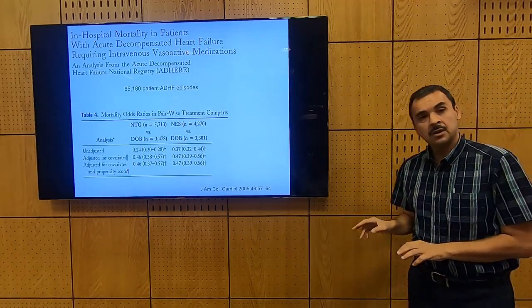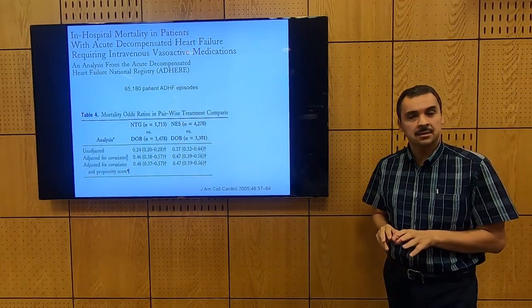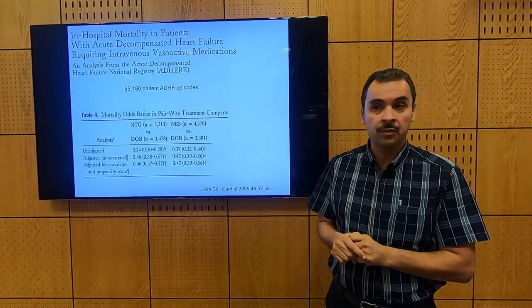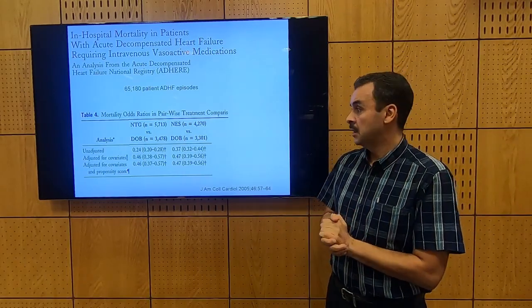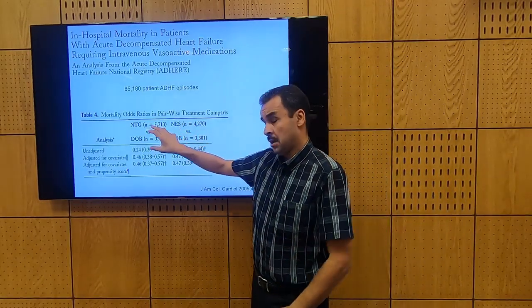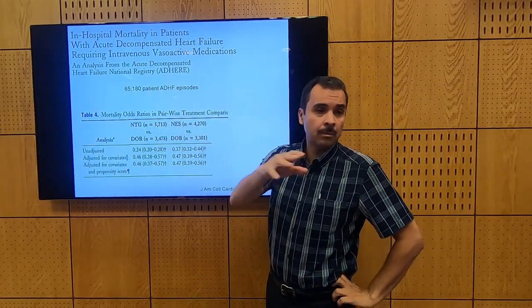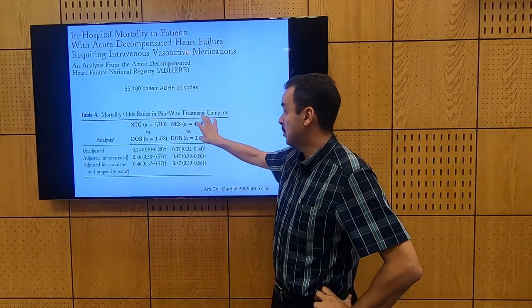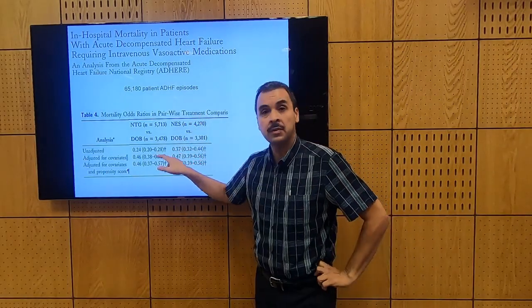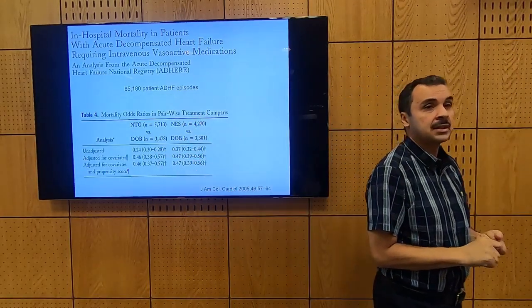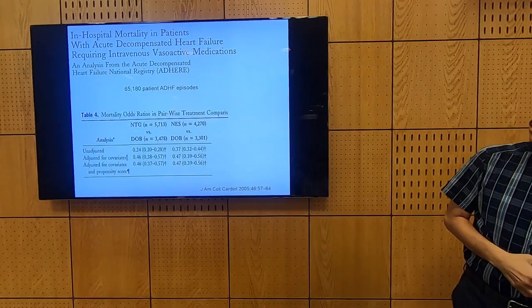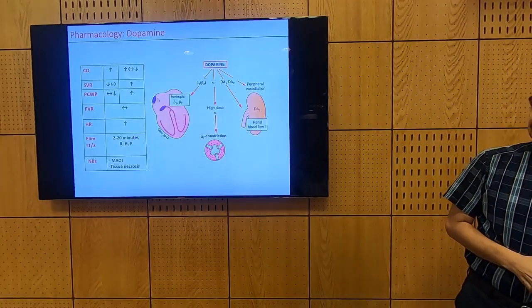However, using ketamine in many studies is associated with increased risk of mortality. In this study, we use a comparison between nitroglycerin and amiodarone and the ketamine used in patients. This was associated with about 50 to 60% increased risk of mortality among patients with acute decompensated heart failure.